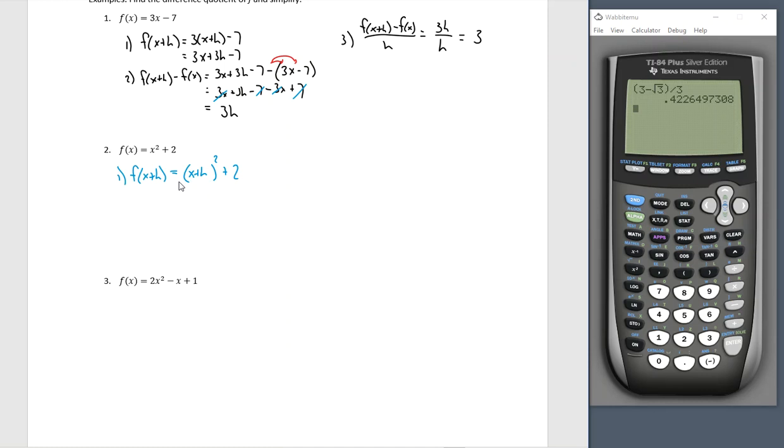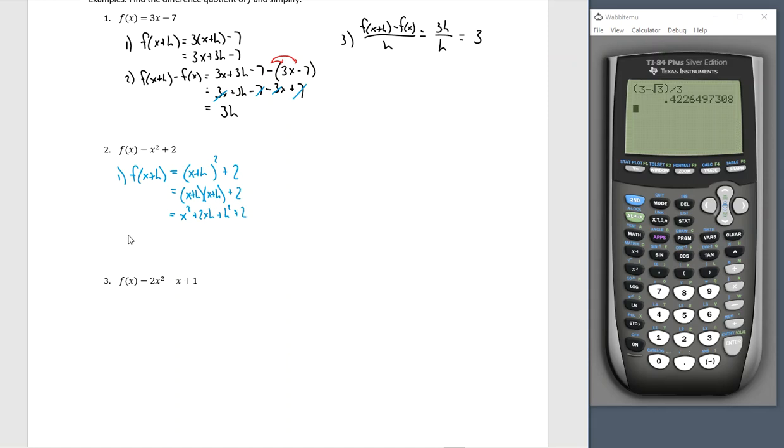Remember, x plus h squared is x plus h times x plus h. That's an h, not a 2. And when I multiply this out, you use FOIL, distributive property, however you want to say it, it's the same thing. X squared plus 2xh plus h squared plus 2.